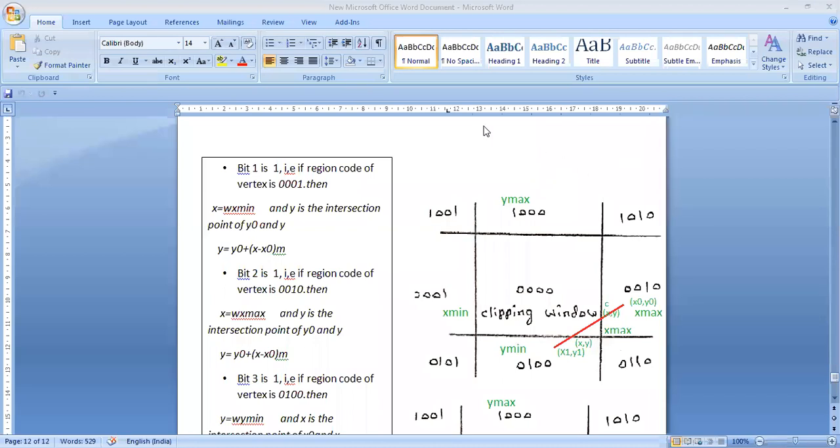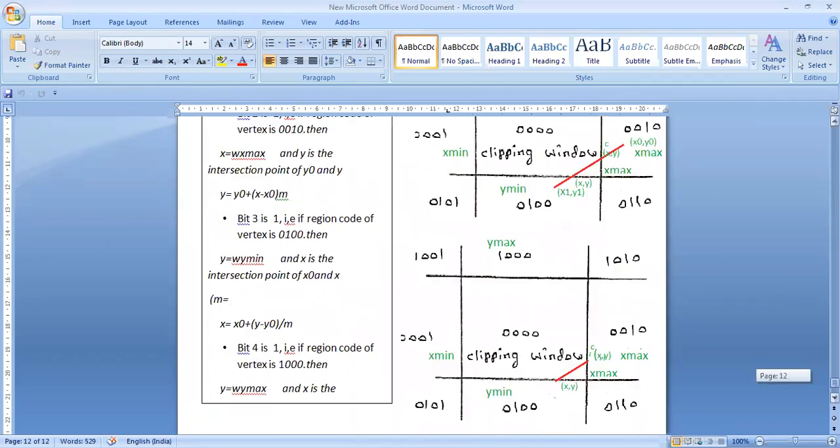Now coming to this particular vertex, the region code is 0 0 1 0. That means this condition, if bit 2 is 1, that is, if the region code of the vertex is 0 0 1 0. So this is x naught y naught. What should I do for this? If this particular window, what should happen is this particular thing should come to here, correct?